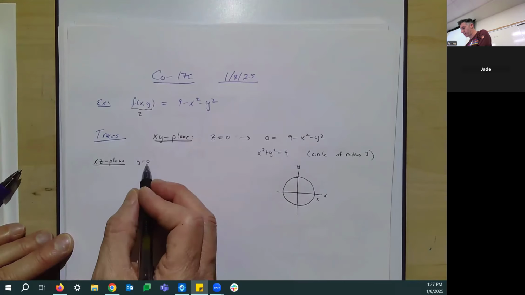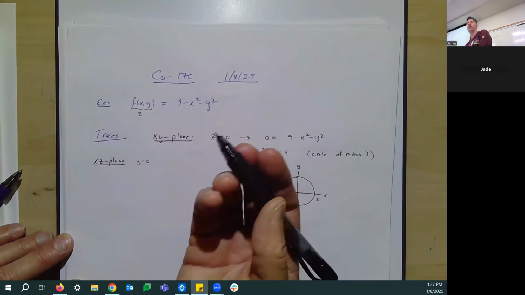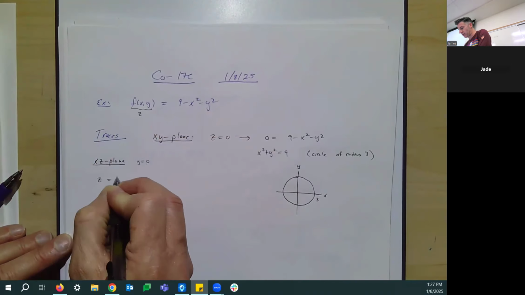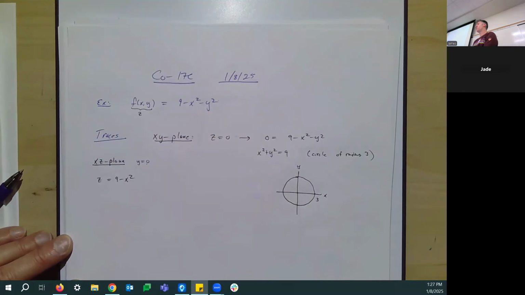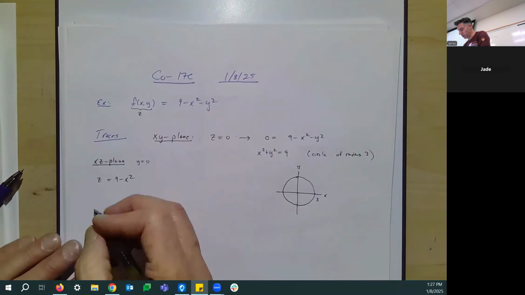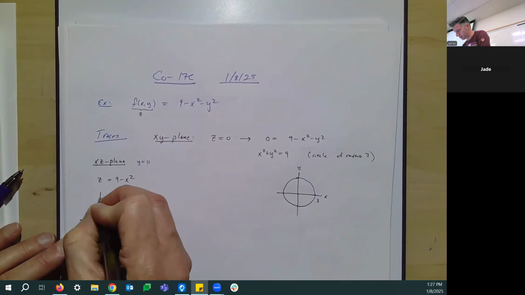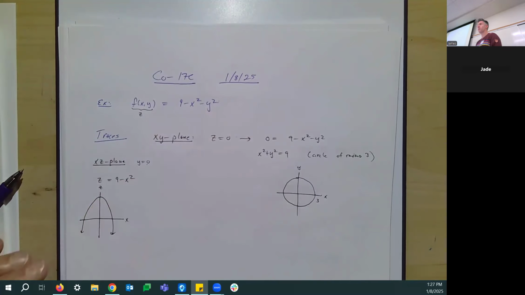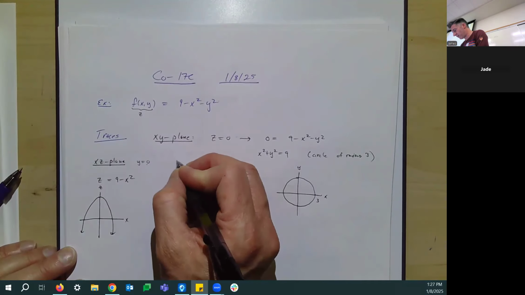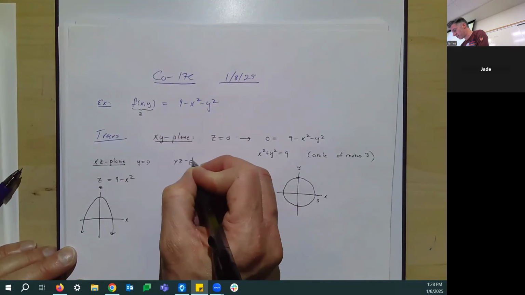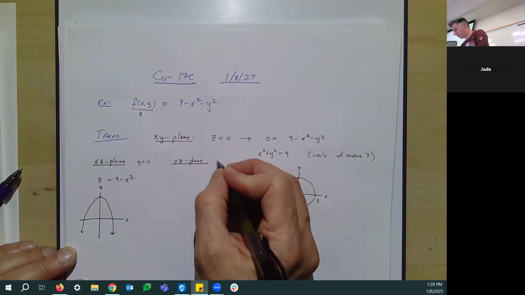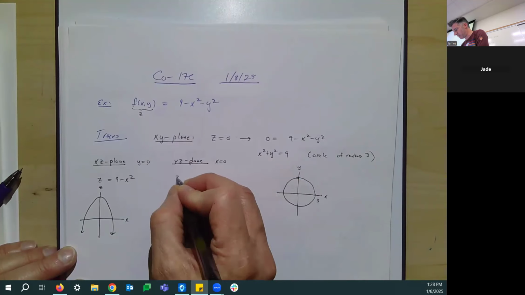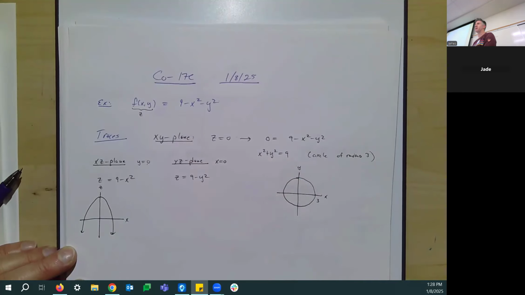So in the xz plane where y equals 0, take this equation here, we're going to set y equal to 0, and we're going to get z equal to 9 minus x squared, which is a pretty typical looking parabola, right? It's downward opening, shifted up 9. It looks somewhat like this. And then it feels kind of silly, but we will do the other one. If we look at the yz plane, we're going to get essentially the same graph. We're going to set x equal to 0. We're going to get z equal to 9 minus y squared. It's essentially the same thing.